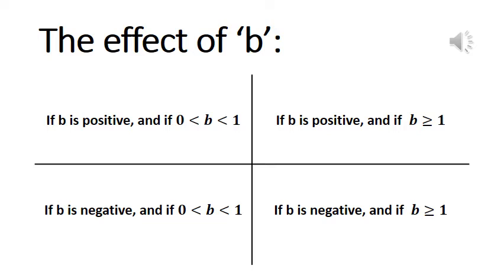You will see that the first and fourth quadrants are for when your b value is greater than 1, so it's not a fraction, it's a number greater than 1. And quadrant 2 and quadrant 3 are for when your b value falls between 0 and 1, so it is a fraction between 0 and 1.